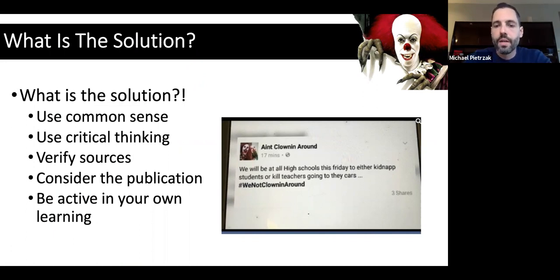Look at the tweet here. "We will be at all high schools this Friday to either kidnap students or kill teachers going to their cars." Okay, this was some kind of hoax, but they're suggesting that they're so well organized that they'll be in every high school, presumably in America, to kidnap or kill students and teachers. Common sense: is it even likely? Is it even possible to be that coordinated? I don't think so. There's a group called Ain't Clowning Around. Seem like a credible threat? I don't know. Of course, the police will have to take this seriously, but this probably caused a lot of fear in people who lack common sense.